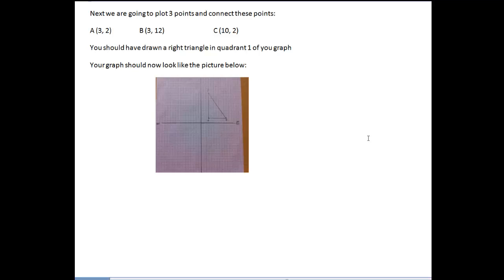Once the axes are drawn and labeled, we're going to plot three coordinate points and connect these points: A (3, 2), B (3, 12), C (10, 2). You should have drawn a right triangle in quadrant 1 of your graph. Your graph should now look like the picture below.